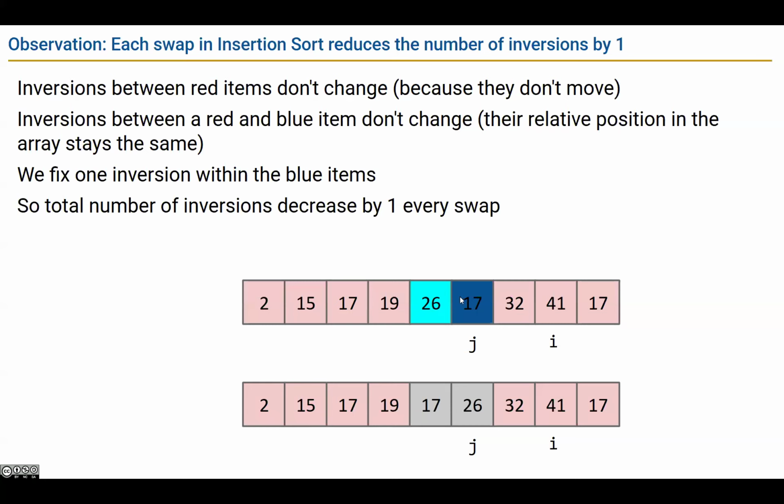In fact, the only thing that could fix an inversion is this swap here, because those are the only 2 items that swap their relative order. Because of that, that's the only inversion we could possibly fix. And in fact, every single time we do a swap, we are fixing one inversion, because we swap only when these items are out of order of each other. So we fix them by getting them in order of each other.